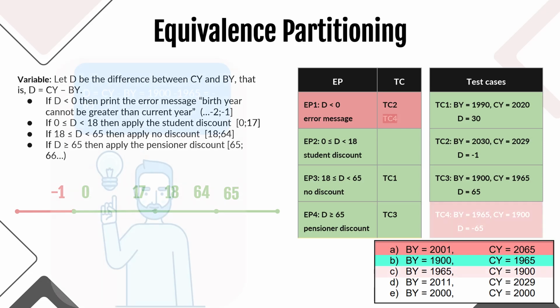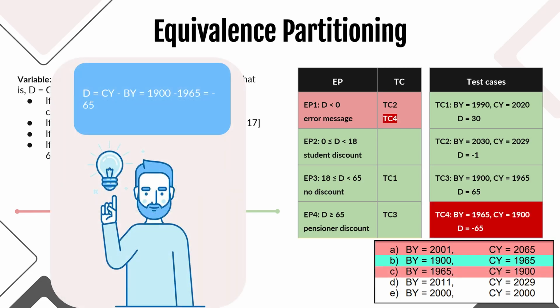Answer option C is obviously incorrect. The value of D is -65. This value is included in the first equivalence partition, which is already covered by the tests. Let's check the next answer option.